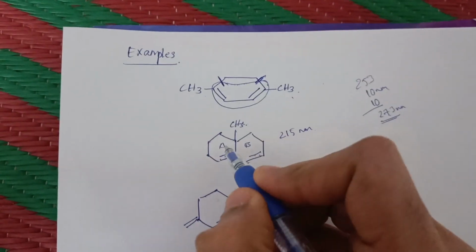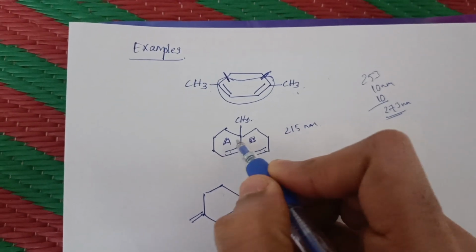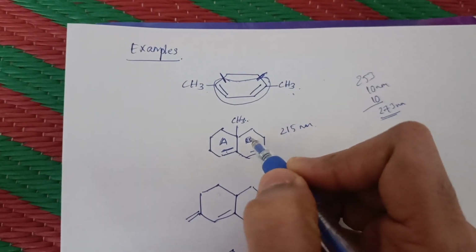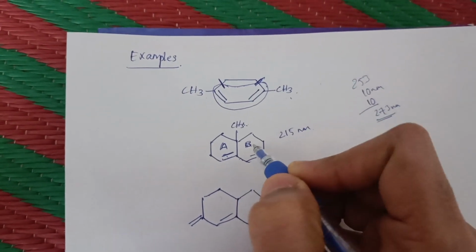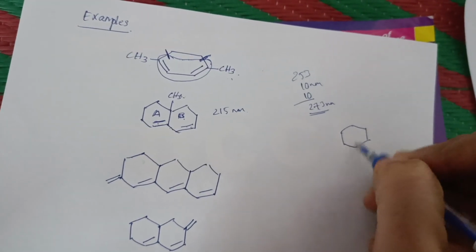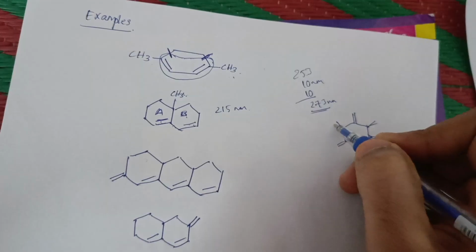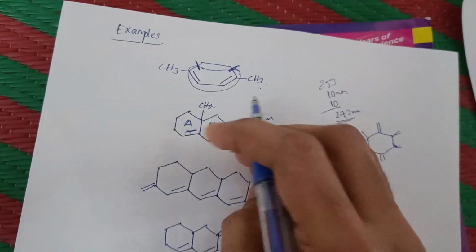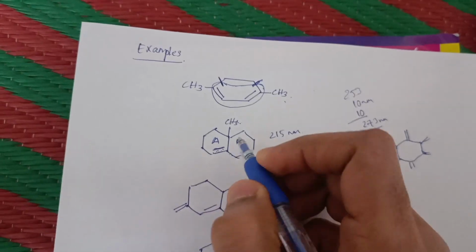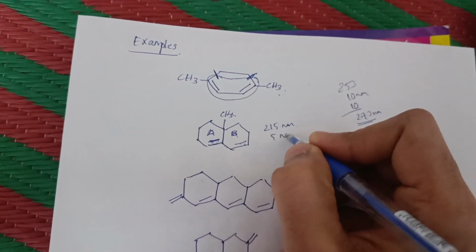So here you can see that this is ring A and ring B. If you look at ring B, this double bond is an exocyclic double bond of ring B. Just remember, exocyclic double bond means any double bond outside the ring is called an exocyclic double bond, and they have given 5 nanometers. So for ring B, this is an exocyclic double bond, so they have given 5 nanometers.